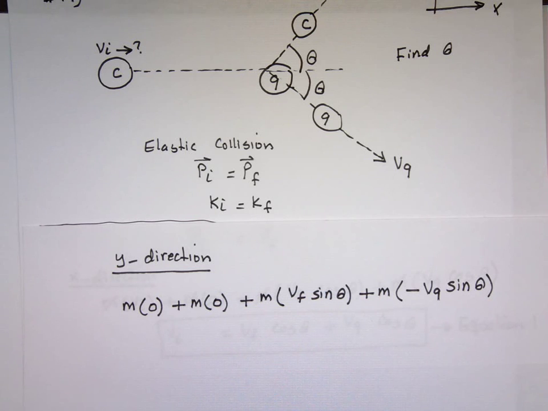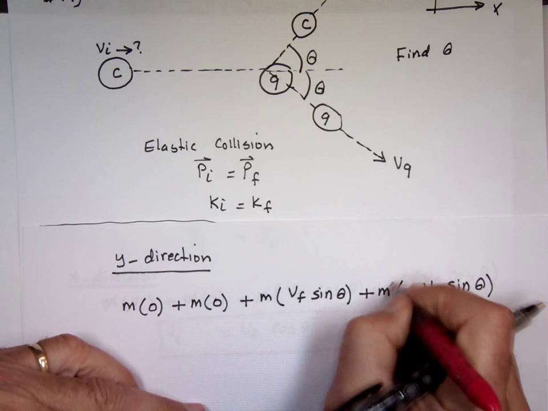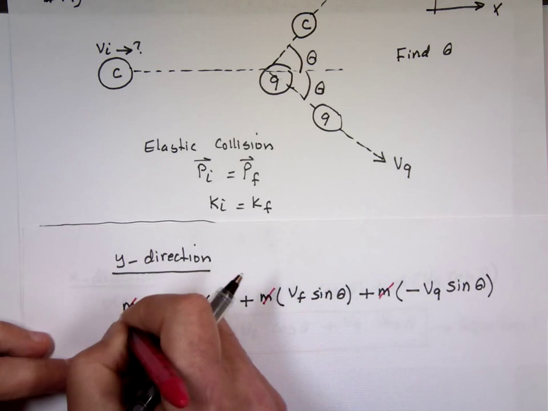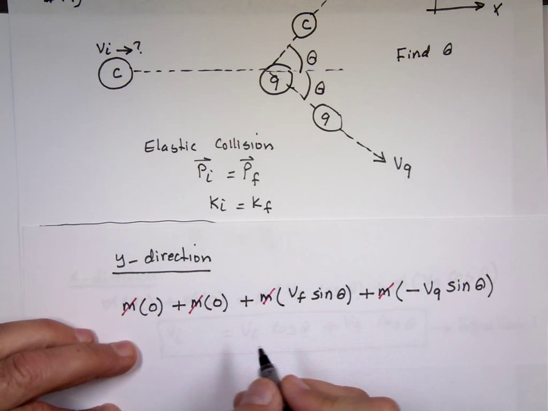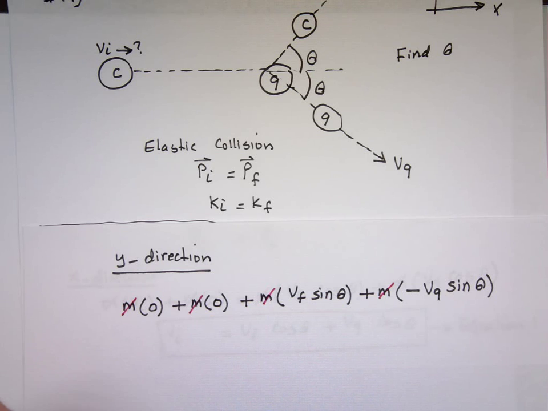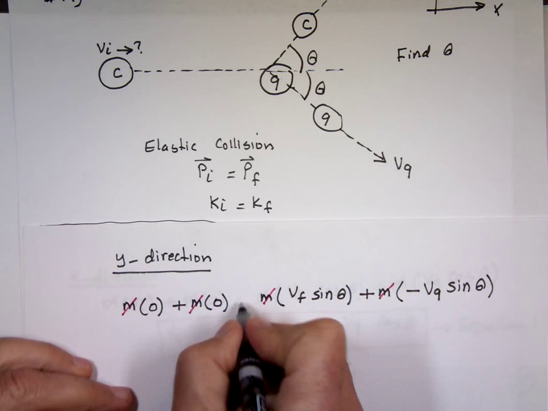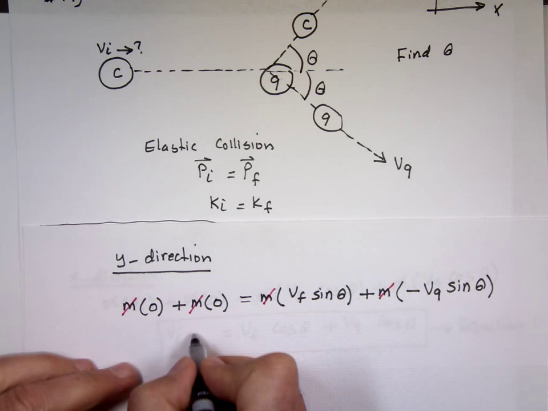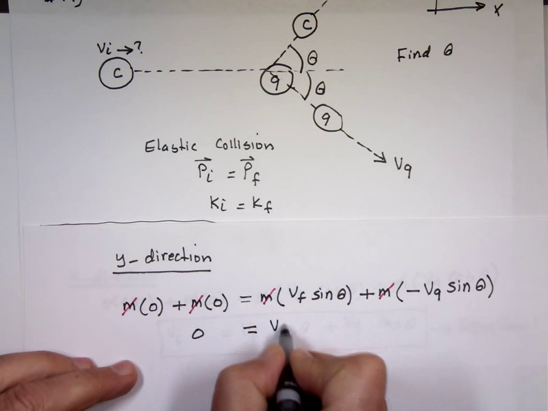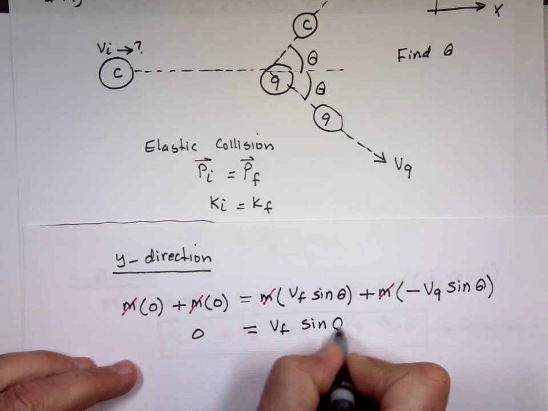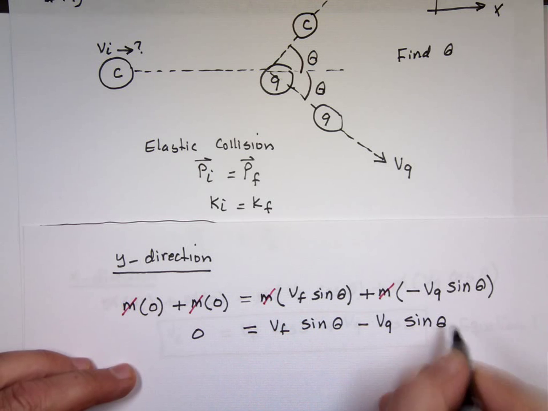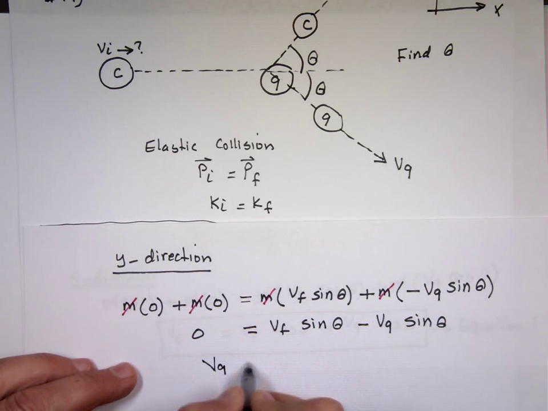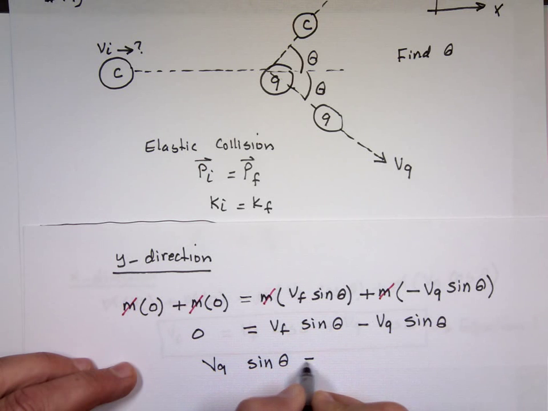Again, every one of them has m in it. This is equals, not a plus here. The before equals the after. 0 equals vf sine of theta minus v9 sine of theta. Move this one to this side. v9 sine of theta equals vf sine of theta.